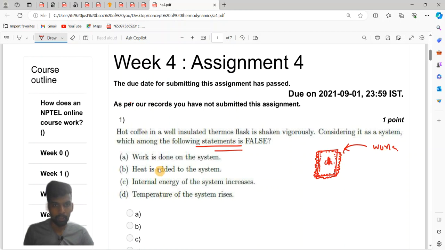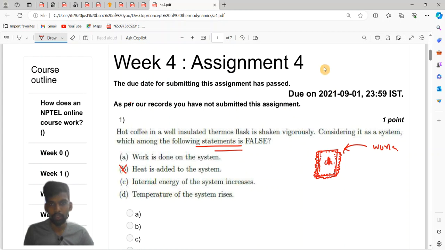Then heat is added to the system. This is false. Why? Because the system is well insulated. Neither can heat enter into the system nor can heat leave the system. So this statement is false. And internal energy of the system increases.